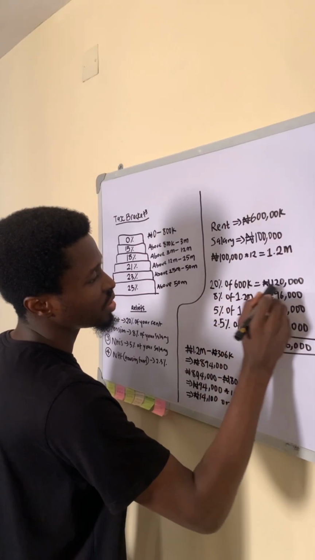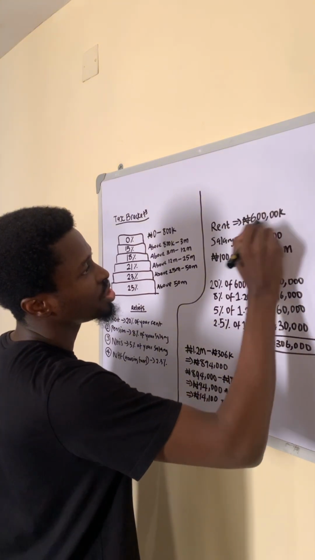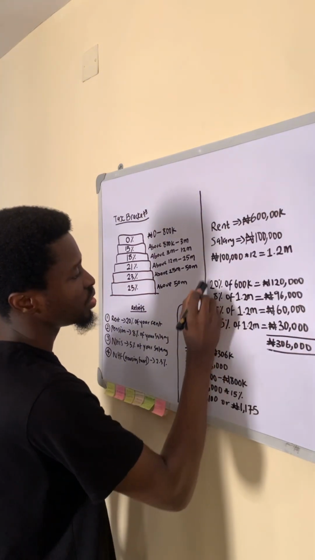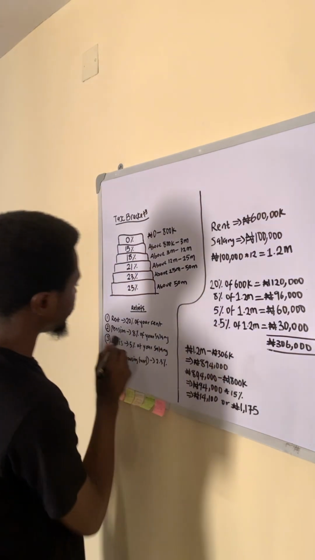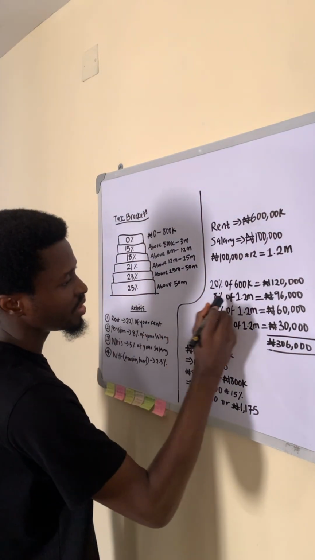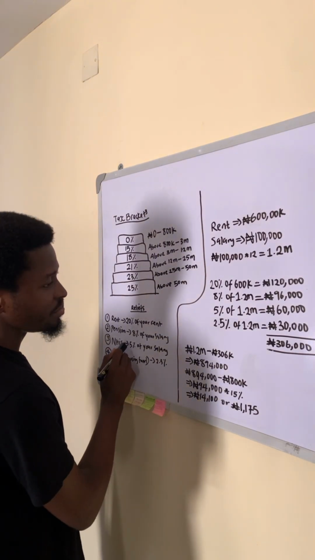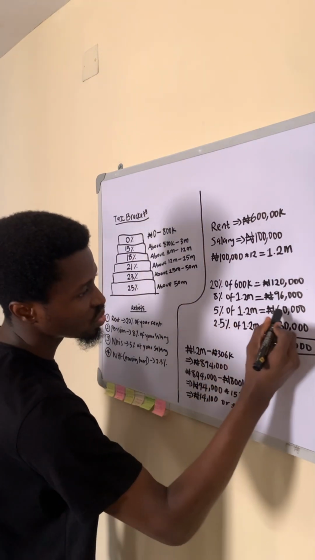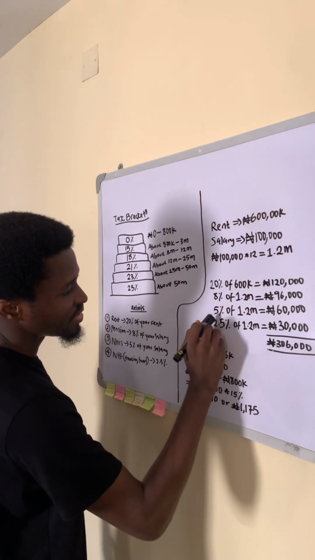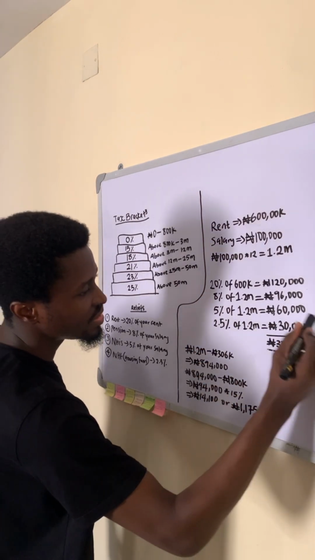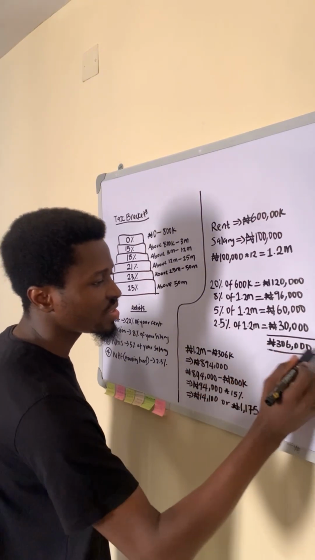20% of 600,000 is 120k. This 600k is the rent amount he or she pays per year, and the 20% here is the rent relief. So the 8% here is the pension relief. 8% of 1.2 million is 96,000 naira. NHIS is 5%, so 5% of 1.2 million is 60,000 naira. NHF, which is 2.5% of 1.2 million, is 30,000 naira. So now we have the relief deductible, which is 306,000 naira.